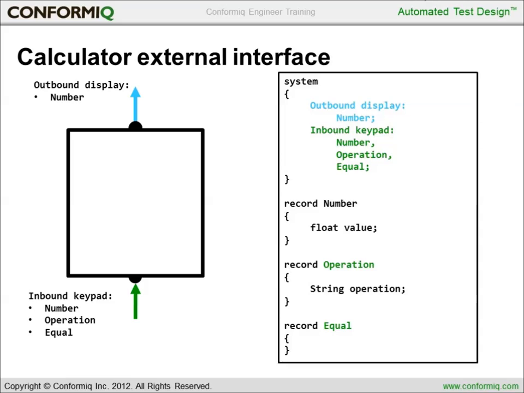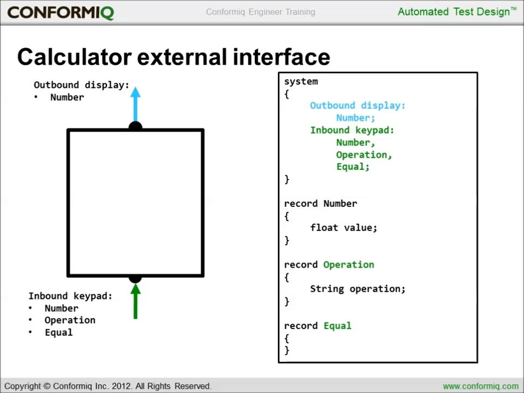For inbound port keypad, we identified three types of inputs: number, operation, and equals. Each of these inputs must correspond to record type definitions available in Conformiq. Below you can see three record definitions: number, operation, and equal. Records carry the actual data between system under test and environment. Number carries the actual float number. Operation carries the operation type. And equals carries the signal to initiate a calculation and display the result.